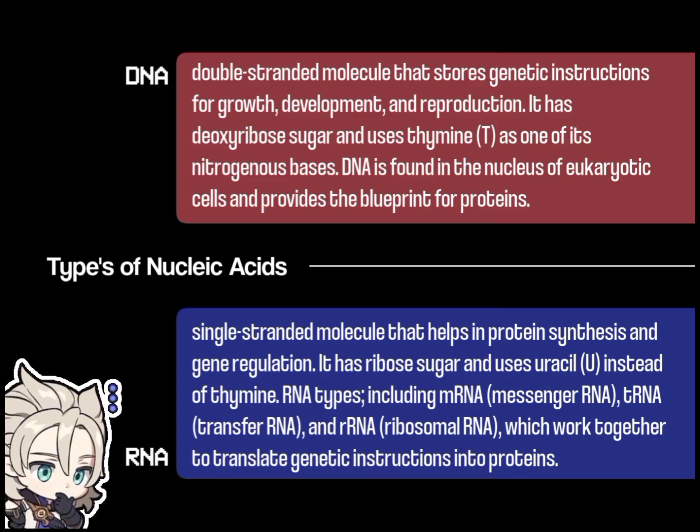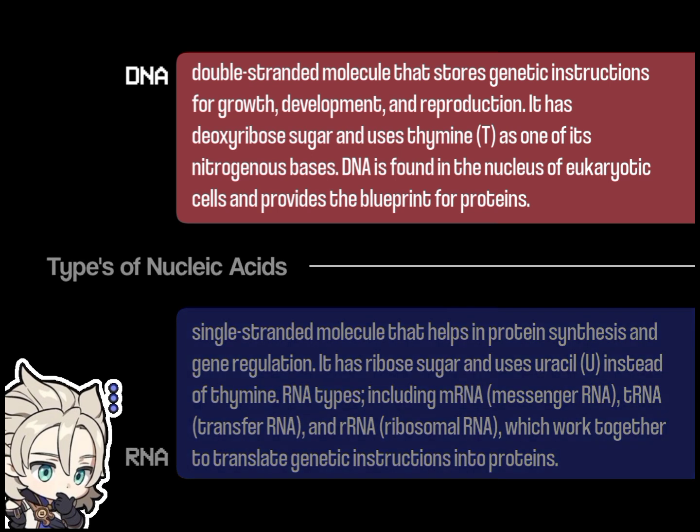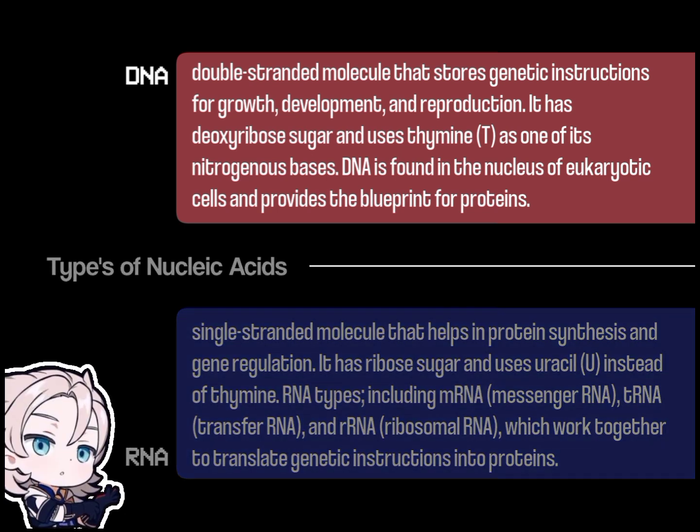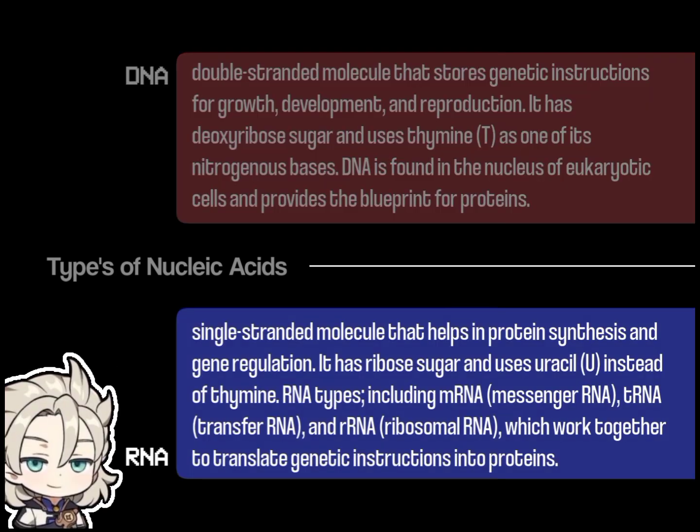There are only two types of nucleic acids. One is DNA and the other one is RNA. And these are the key differences and functions of each. While DNA is a double-stranded molecule that stores genetic instructions for growth, development, and reproduction, RNA is a single-stranded molecule that helps in protein synthesis and gene regulation.